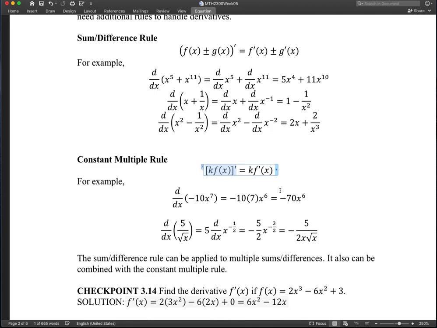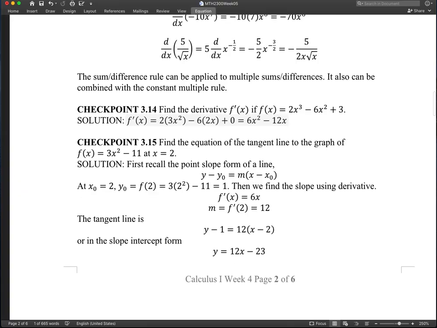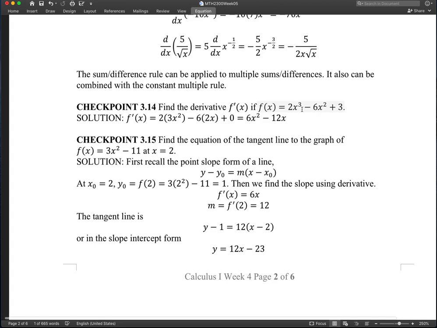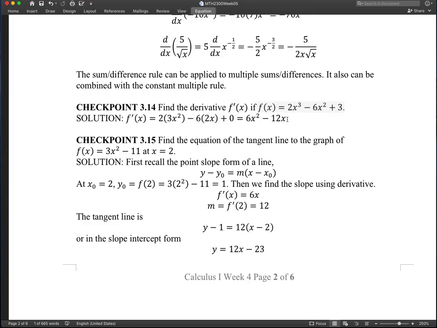Now look at these examples. Certainly, I believe we can do a little more work with derivatives, right? We can handle a few more functions. So the next example is from the textbook, checkpoint 3.14: the derivative of a cubic polynomial, a third degree polynomial. There are 3 terms. The sum rule and the constant multiple rule basically allow us to calculate the derivative of those individual power functions.